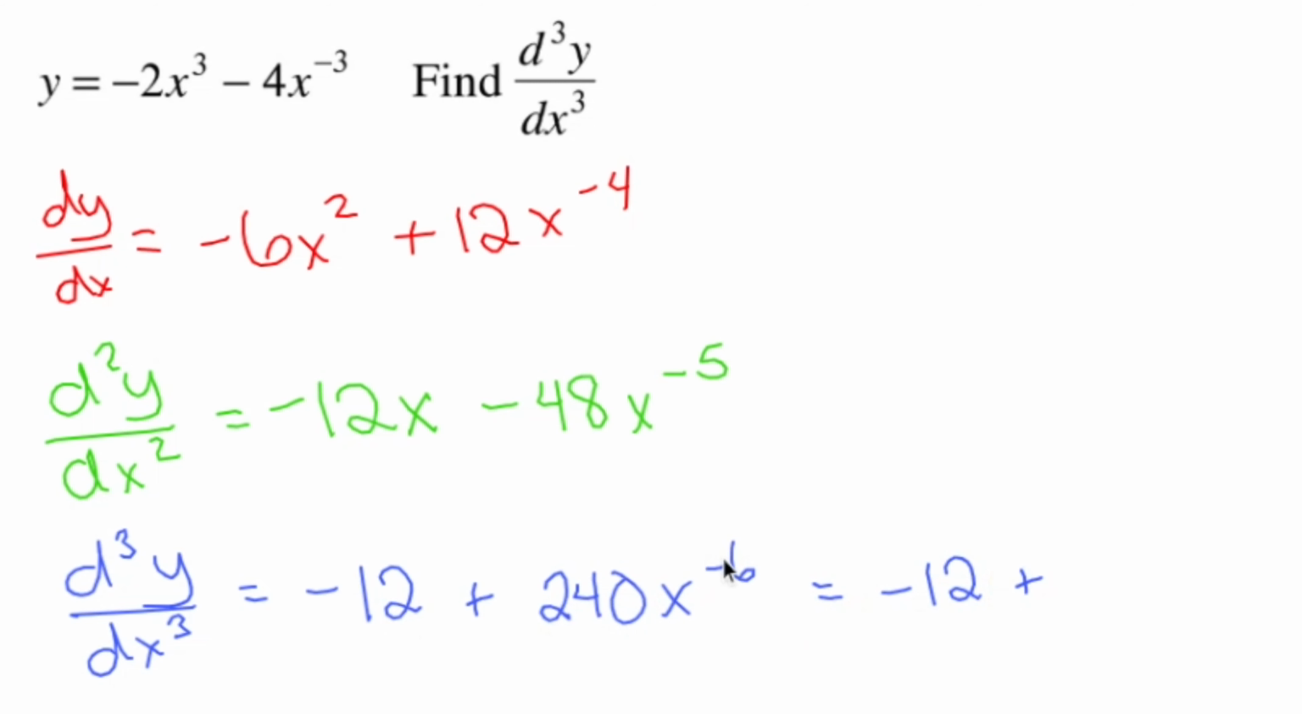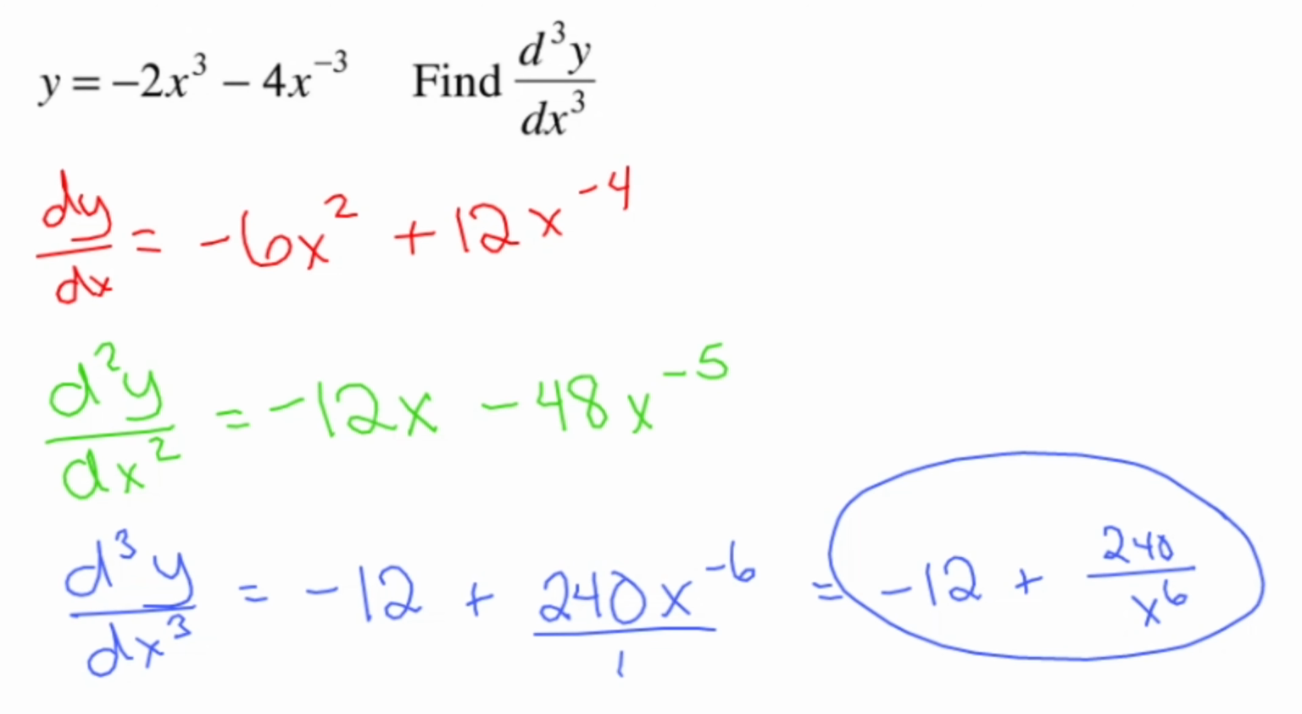Whenever you have a negative exponent, move it to the other side of a fraction bar. You might be thinking, what fraction bar? Well, technically there's an over 1 here. So leave 240 on top, the numerator. Drop down x to the 6th on the bottom. That is your third derivative. The end, the answer, bada bing.